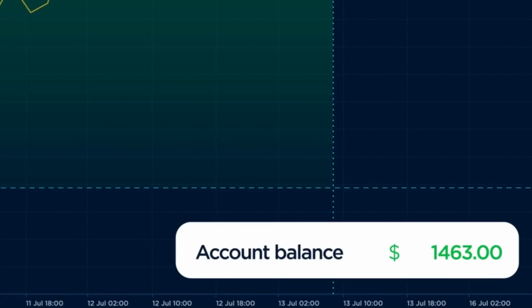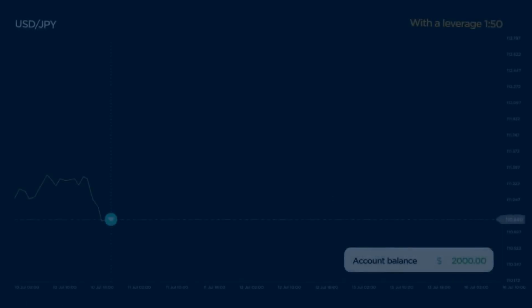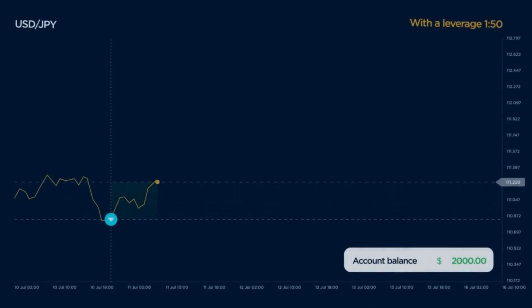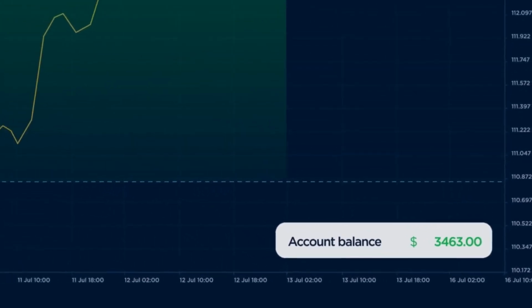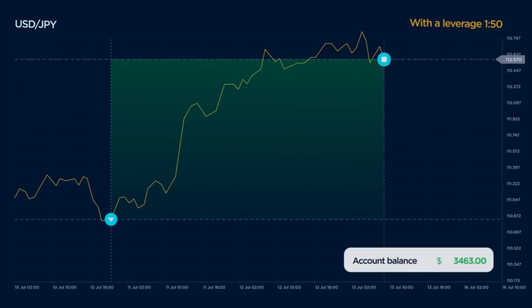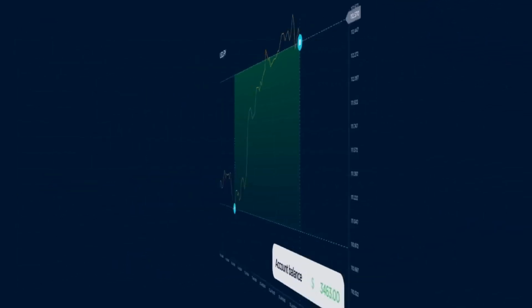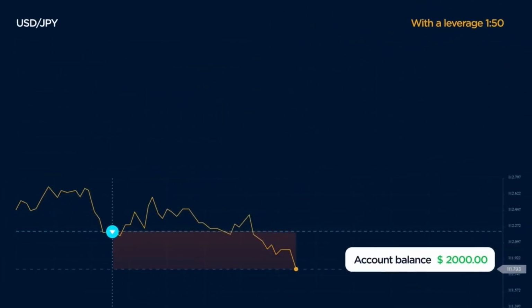If you make 161 pips, you earn $1,463. You therefore increase your balance by 75%, lifting it to $3,463. You can only achieve such an impressive outcome on the Forex market if you apply leverage. However, do not forget about risks.